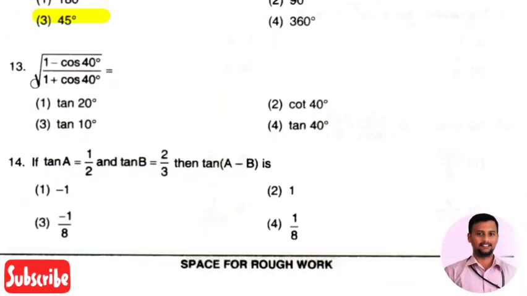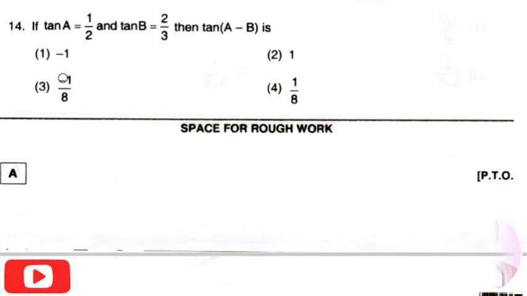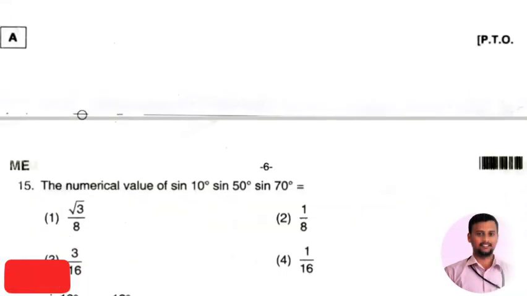And the next question is root of 1 minus cos 40 divided by 1 plus cos 40 is equals to, the right answer is option 1, that is it will be equals to tan 20. And the next question is if tan A is equals to 1 by 2 and tan B is equals to 2 by 3, then tan A minus B will be equals to, the right answer is option 3, that is tan A minus B will be equals to minus 1 by 8.